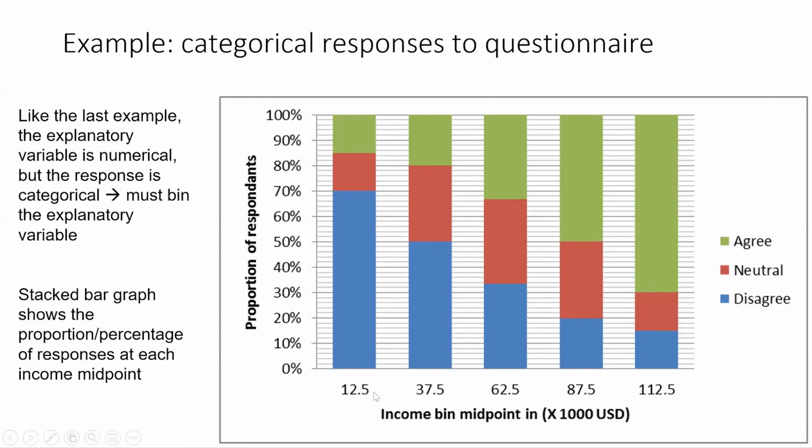And we can see, I don't know what question this was, but it looks like a pretty interesting trend where people who make a lot more money agree a lot more with whatever this question is compared to those who do not. Whereas people at this lower income point disagree pretty strongly with whatever this question is. So this is another example of how you could visualize this data.